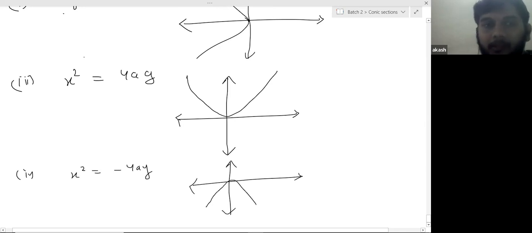If you just remember these four types and which shape each makes, you can solve all the questions from parabola. Just write it down. I'll give you 2 minutes.